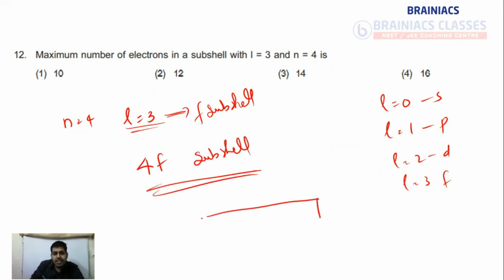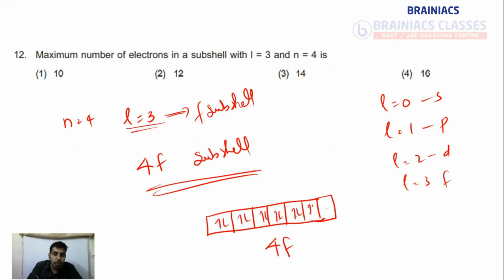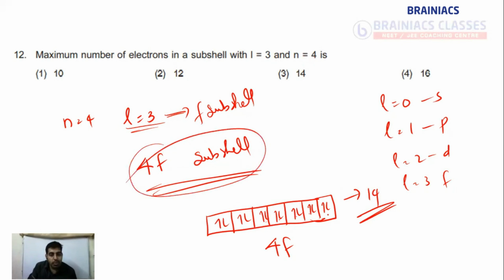Now we know that for f there are 7 orbitals: 1, 2, 3, 4, 5, 6, 7. Each orbital can place a maximum of 2 electrons. So the number of electrons in 7 orbitals is 14 electrons. So n=4, L=3 means it is the 4f subshell, which has 14 electrons. Answer option 3, 14 electrons. I think it's clear. Moving on to the next question.